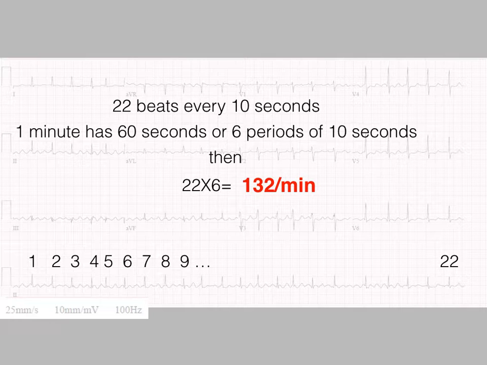Of course, you can also use a shorter period, like 6 seconds, or you could calculate the distance between many of the QRSs and do an average, and this way you will have a heart rate. But this one I think is fairly easy.